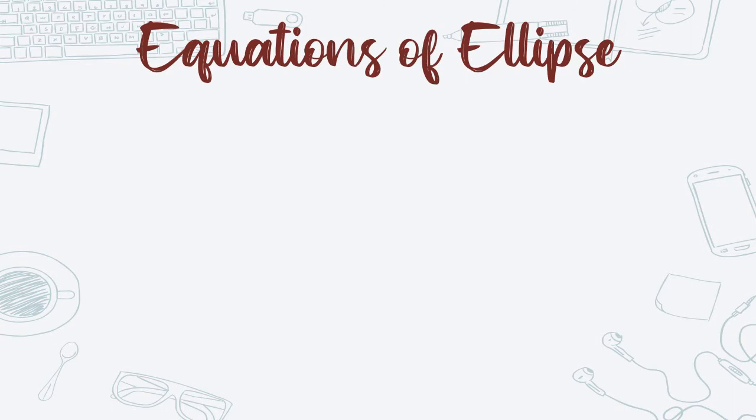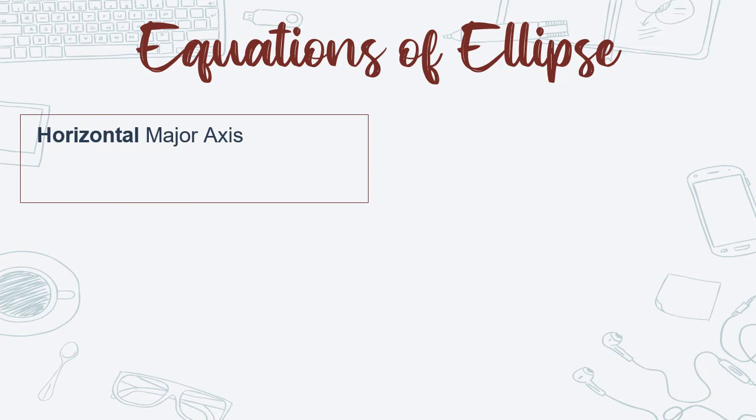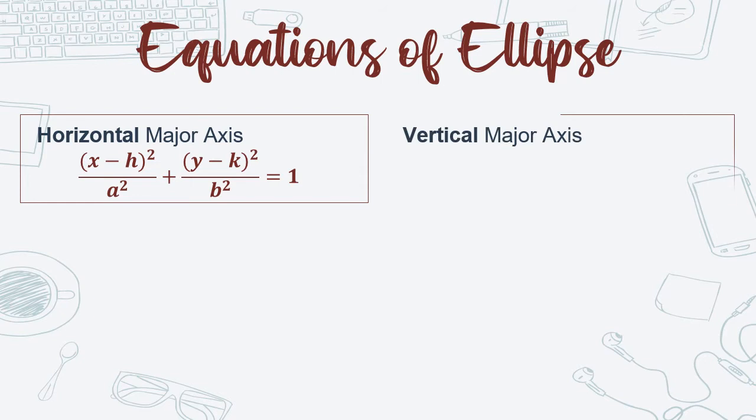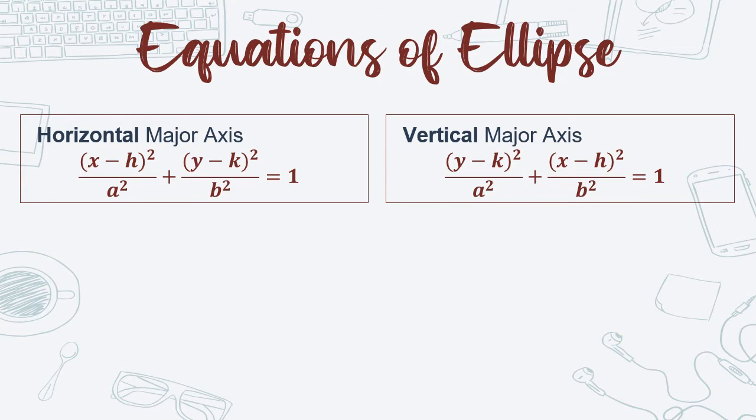The orientation of an ellipse depends on its equation. Now, if the major axis of an ellipse is horizontal, the equation in standard form is (x minus h) squared all over a squared plus (y minus k) squared all over b squared is equal to 1. On the other hand, if the major axis is vertical, the equation in standard form is (y minus k) squared all over a squared plus (x minus h) squared all over b squared is equal to 1.